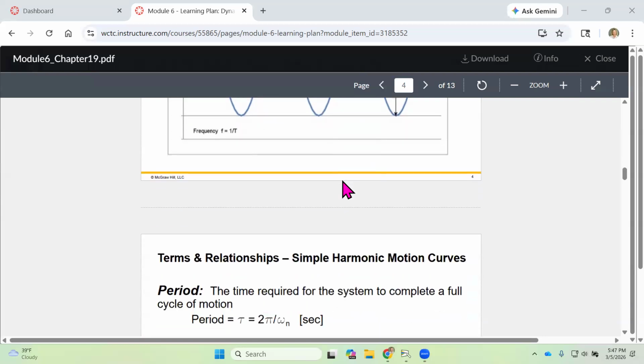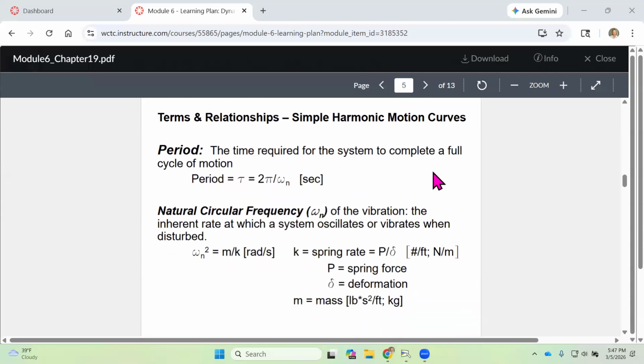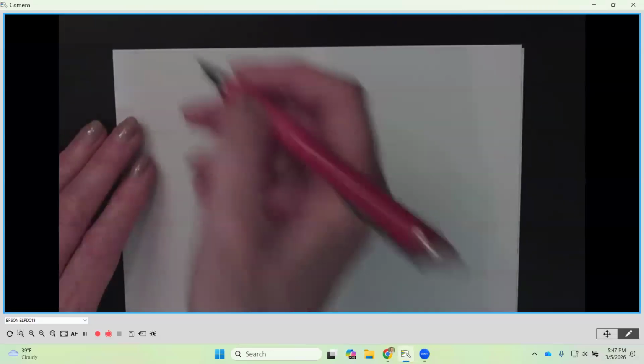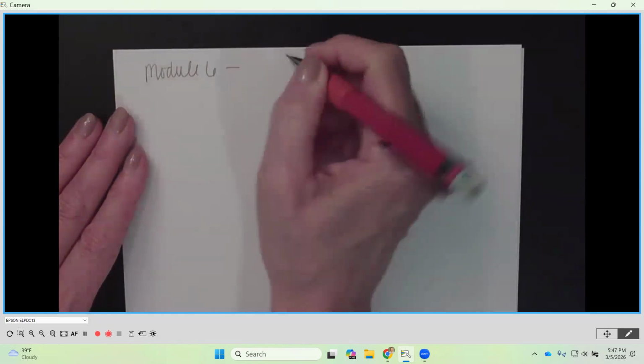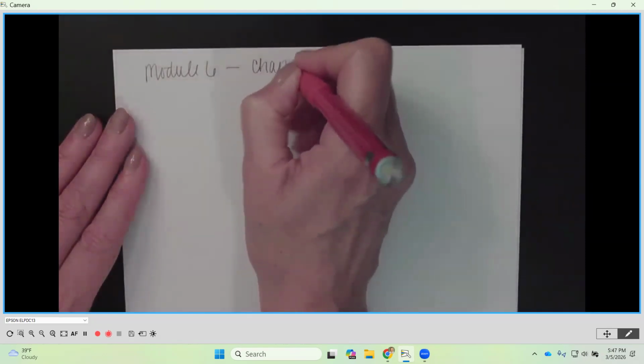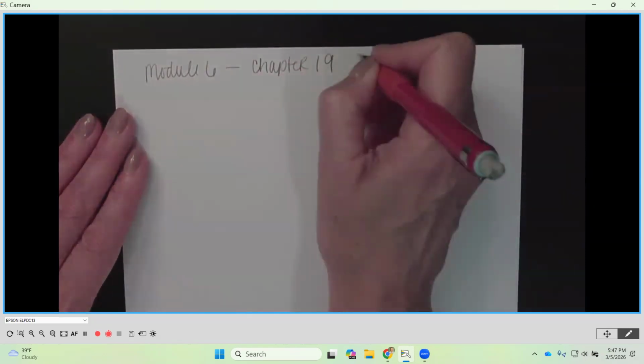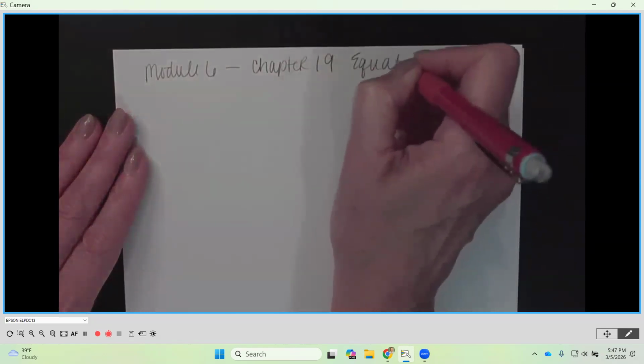How long is that? So to get started on our equation sheet, I am going to go underneath my camera. And just as we do for all of our other equation sheets, this is going to be our module and our chapter. So I'm going to put module 6, chapter 19, equations.